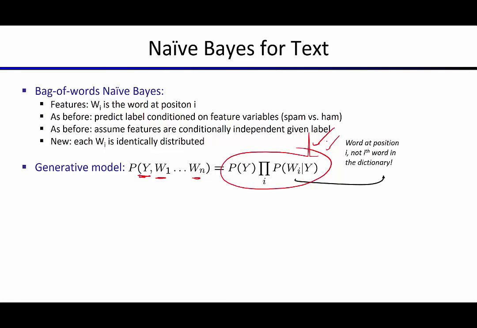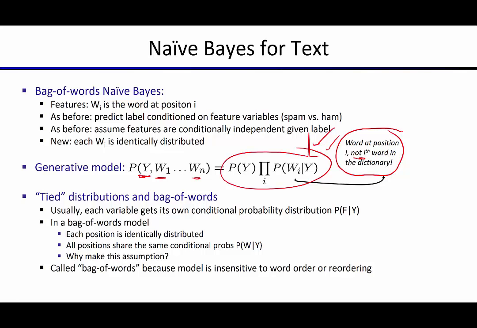Okay, so important, this is not the ith word in the dictionary. It's not saying, is the ith word in my dictionary present or not? It's saying, what is the ith word in my document? And if you have a dictionary of, let's say, 100,000 words, then it's essentially saying which of those 100,000 words appears in spot 1, which of the 100,000 words appears in spot 2, and so forth.